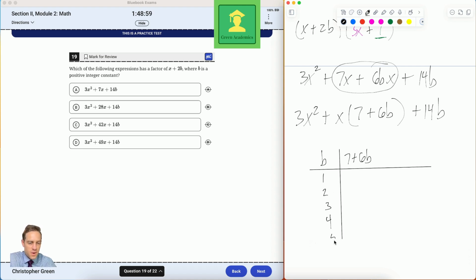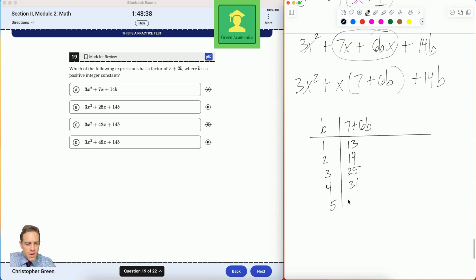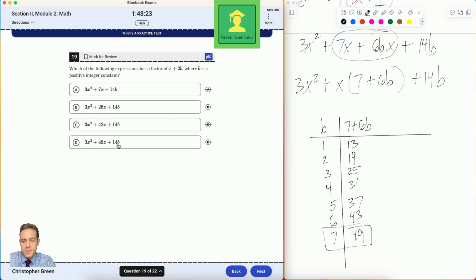So let's do the first few, right? If b is 1, 7 plus 6 times 1 is 13, but that's not an answer choice. 7 plus 6 times 2 is 19. That's not an answer choice either. And then you keep counting up effectively by sixes, right? So that's 25, and then 31, and then 37, then you're still not there. And I think it's going to be 43 and then 49. Yeah, and that's the one that works. It's a pretty tricky question, but you just have to write it out.